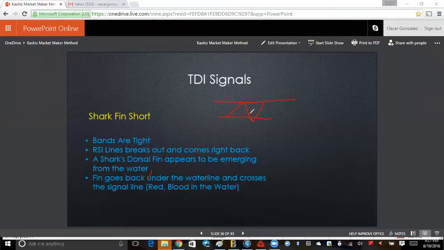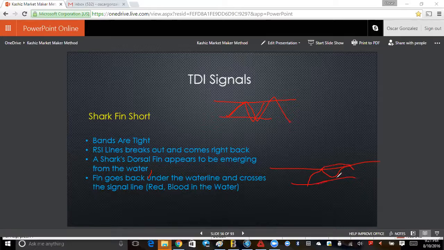This is the price though. This is price, okay? TDI is over here. The bands are really tight. Bollinger Bands, everything is tight. You expect, this is when you do this, price goes up, TDI goes up, and it does this. Price does a sharp turn like this. TDI does the same thing. This is what I mean.